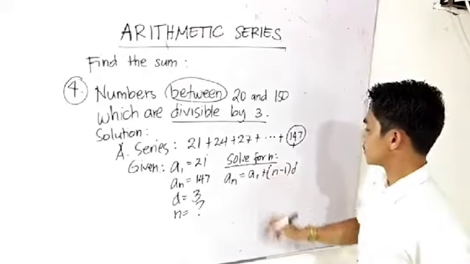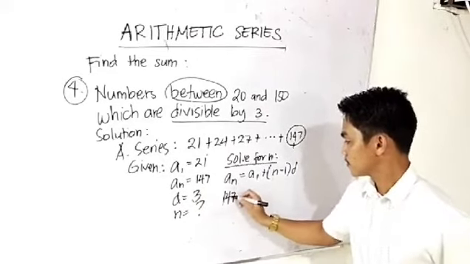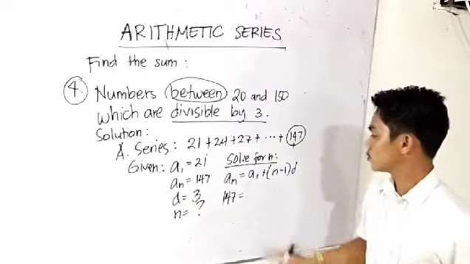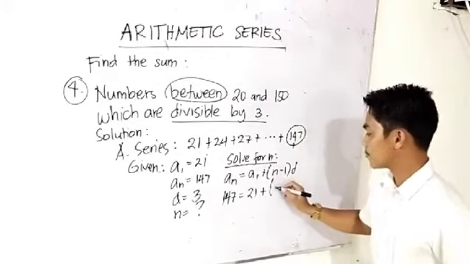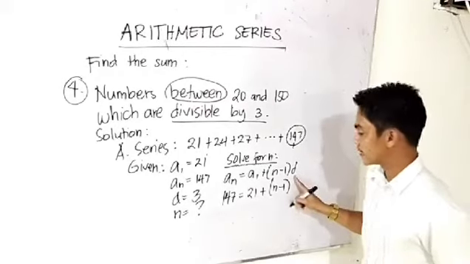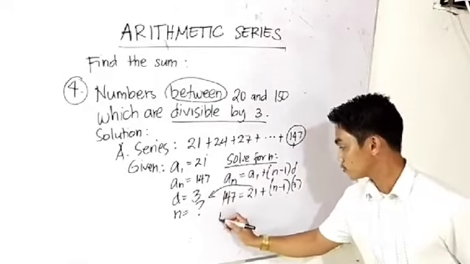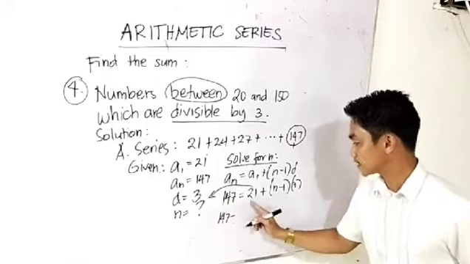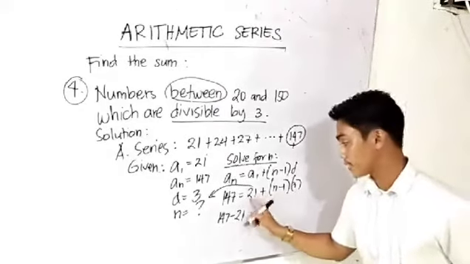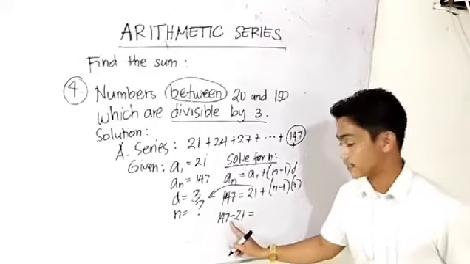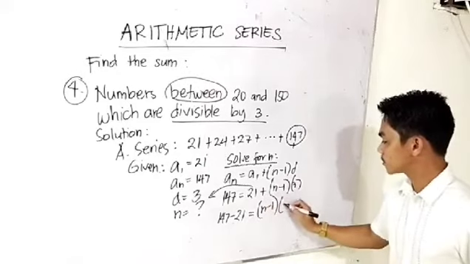Okay? And then by substitution, the last term or the n term is 147 is equal to, first term is 21 plus, we don't have the n, kaya copy lang natin yan. Common difference natin ay 3 times 3. Combining like terms, lipat si 21 sa kabila, transpose, copy 147 minus positive will become negative, minus 21 is equal to, pero kung ito ay negative, pag nilipat natin, take note, siya ay magiging positive. Equals, bring down n minus 1 times 3.